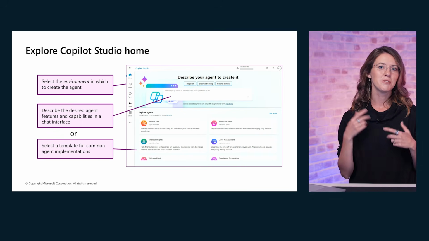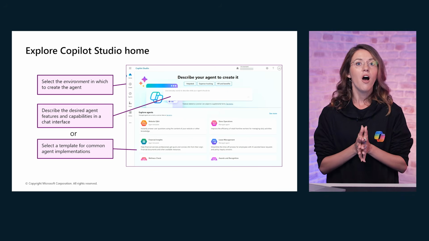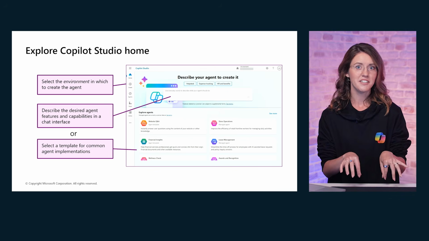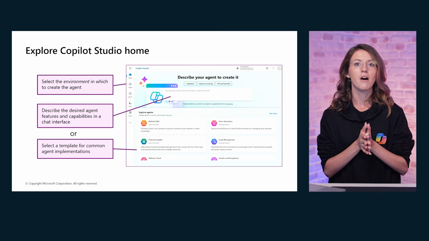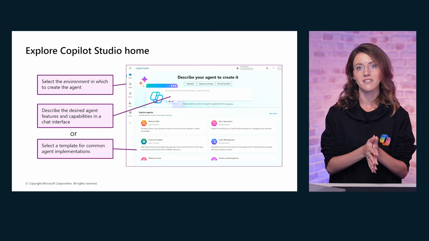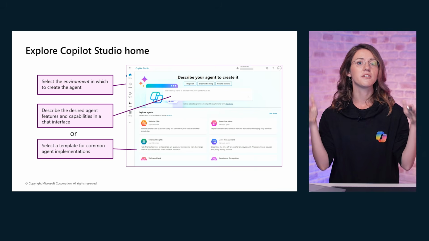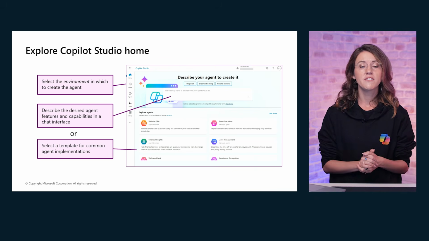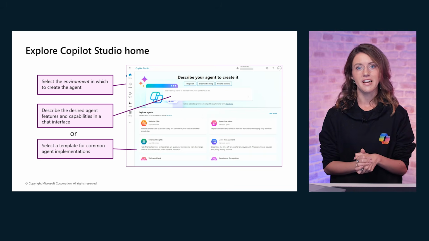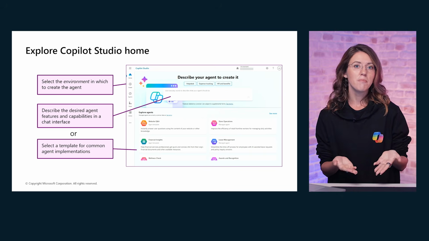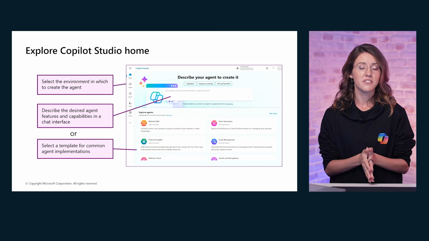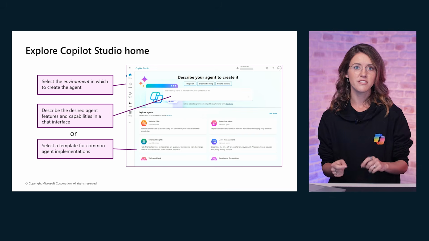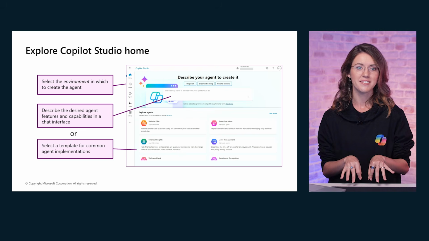Let's take a moment to explore the Copilot Studio homepage. When you first land here, make sure the correct Power Platform environment is selected. This environment defines the security boundary for your apps and determines what services are available to your agent. It's set up by Power Apps administrators and ensures your agent is built in the right context.